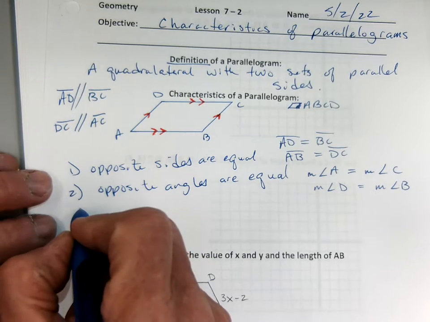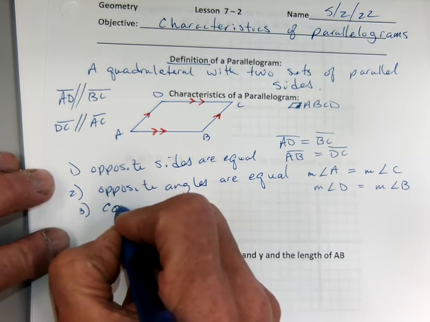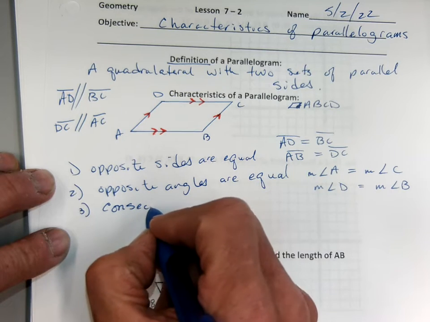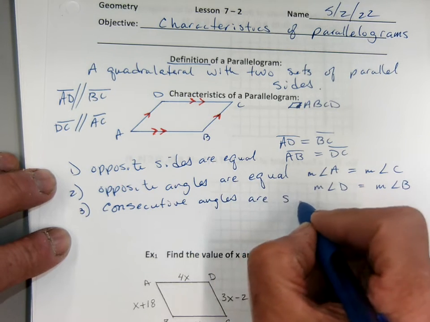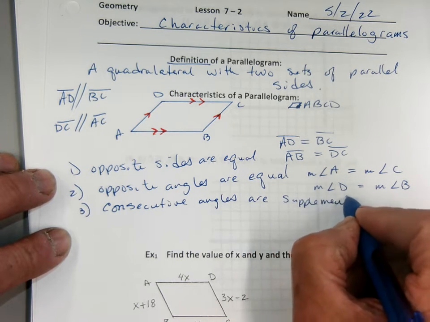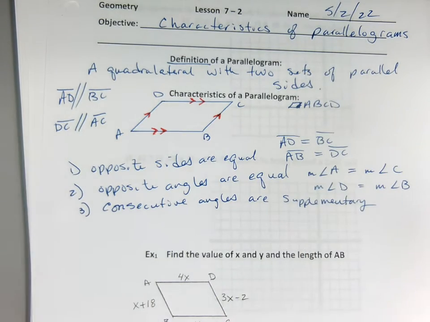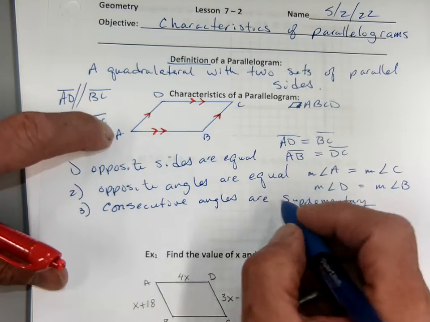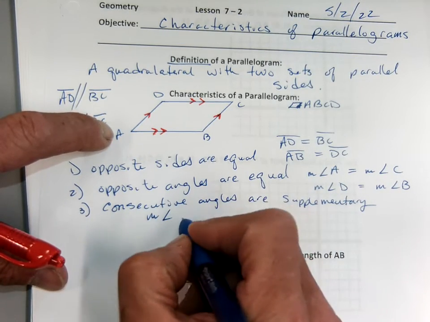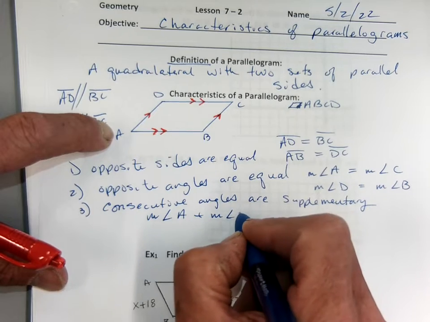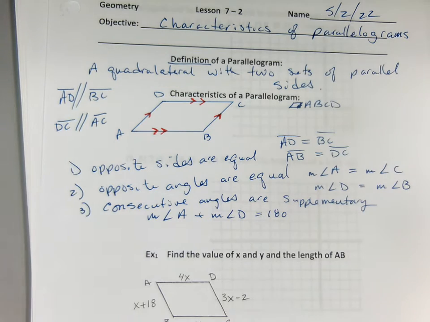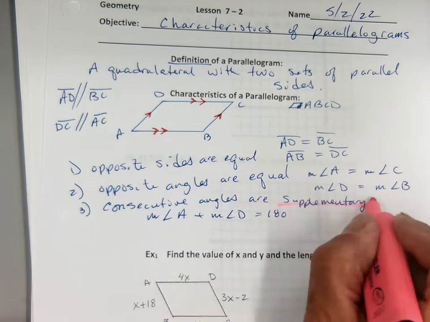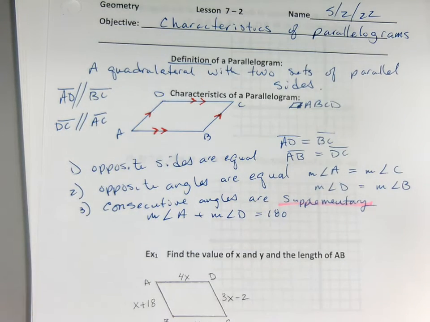What else do we know? Well, we know that consecutive angles, that means right next to each other, are supplementary. So I could say that the measure of angle A plus the measure of angle D equals 180 degrees, because supplementary means 180. We learned that some time ago. It's been a while. But supplementary means they add up to 180, okay? What else do we know? Well, one more thing.